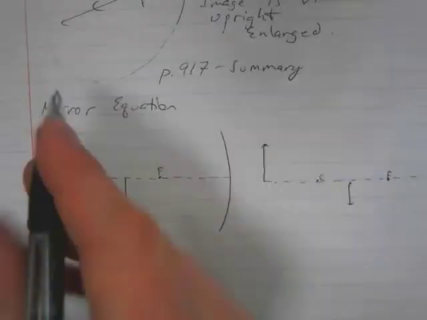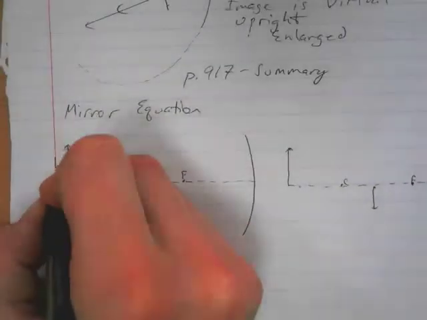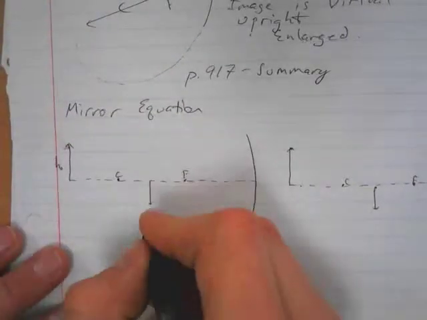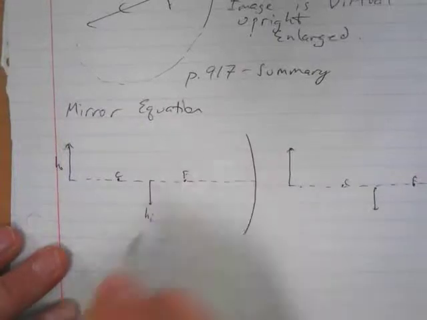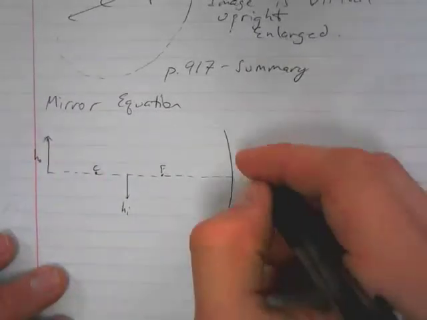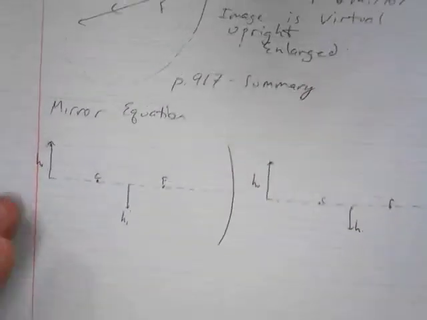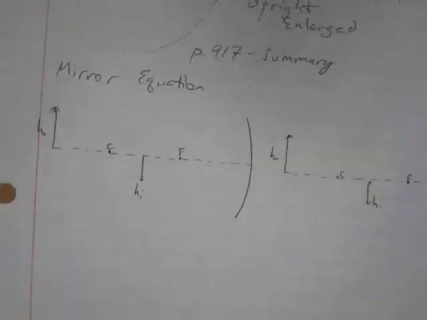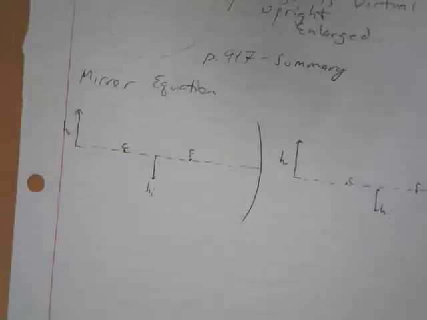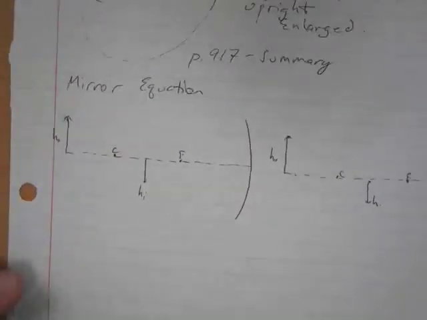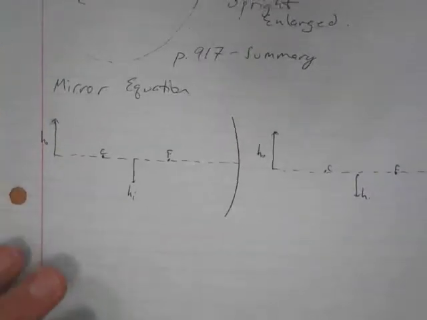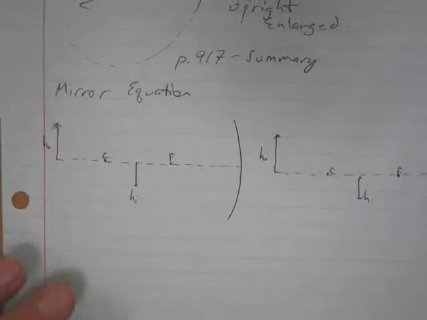So this is our object, and it has some height. Call that our object height. This is our image. It has some height. It is our image height. Okay, and we're going to use some similar triangles to derive what is called the mirror equation, which it turns out will also work for lenses as well, which is rather interesting, I think.